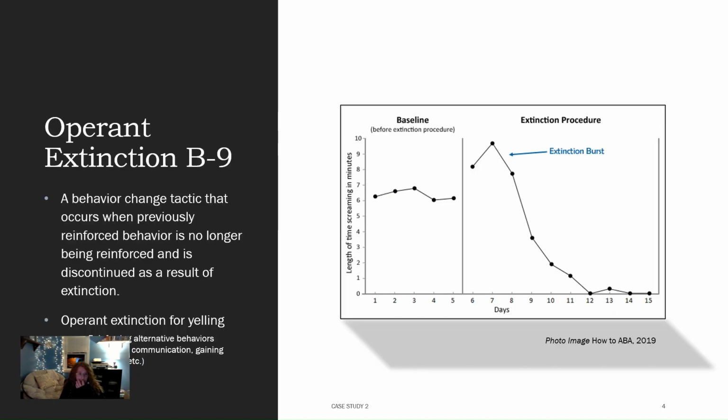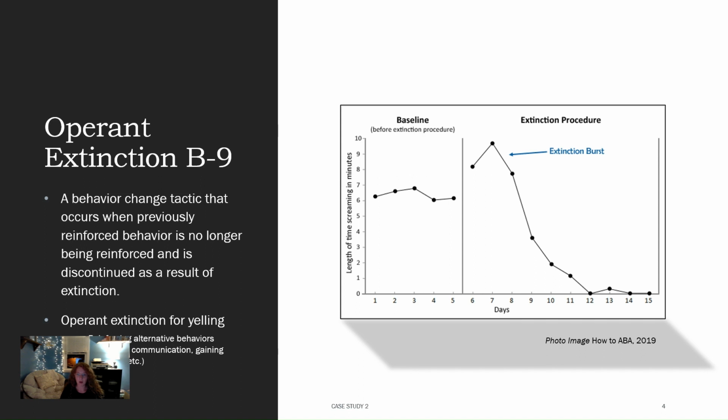So we are going to put the behavior on operant extinction, which is task list item B9. Extinction is a behavior change tactic that occurs when previously reinforced behavior is no longer being reinforced, and the behavior is essentially discontinued as a result. For operant extinction of yelling, we're going to reinforce alternative behaviors, DRA, for functional communication, gaining attention, anything else we can come up with at this point. However, our main priority is functional communication.